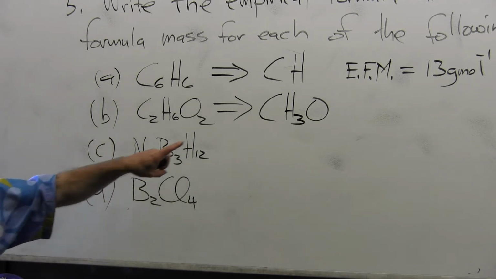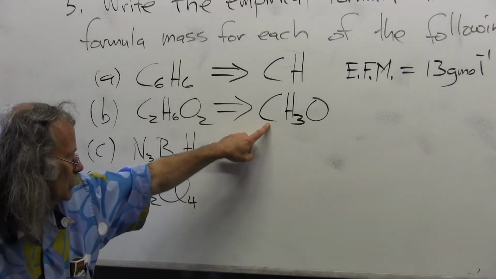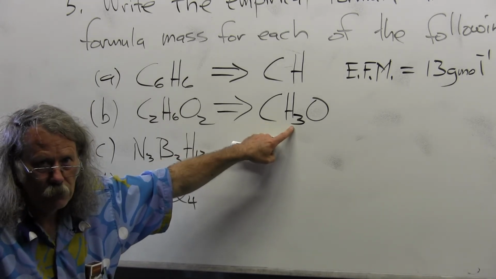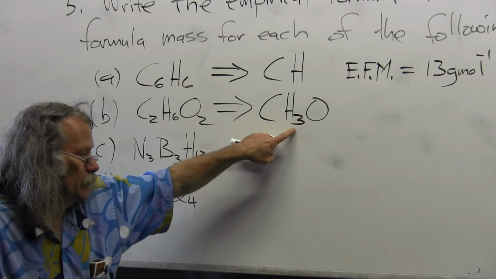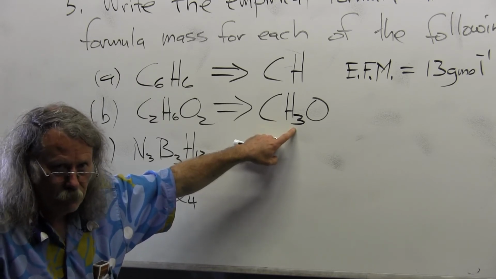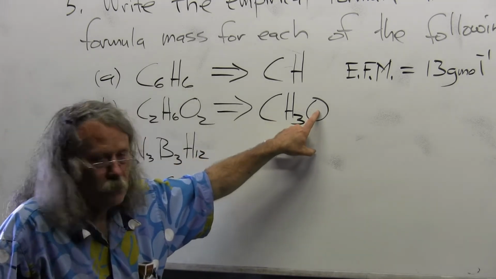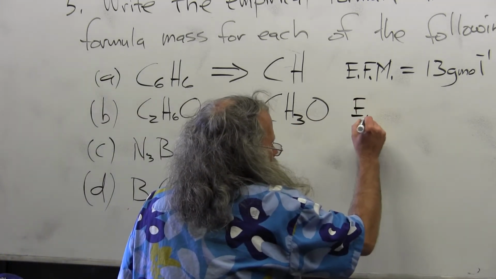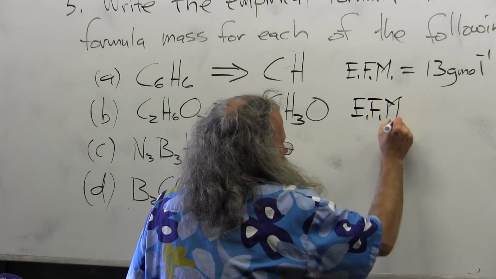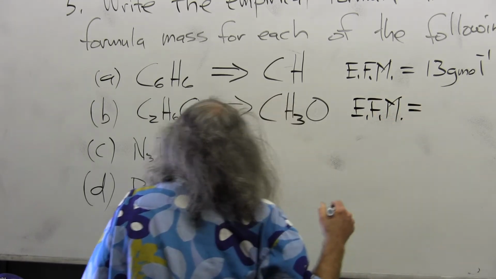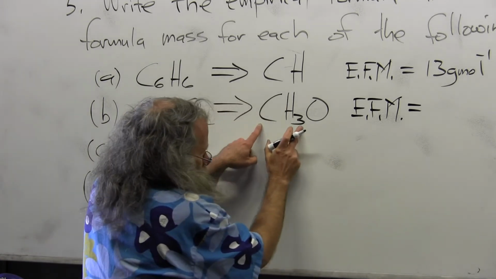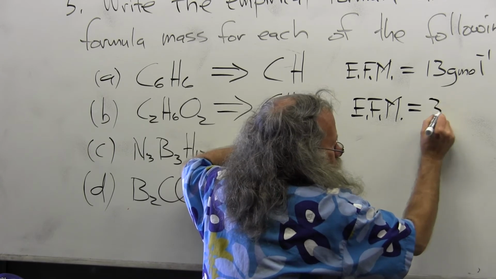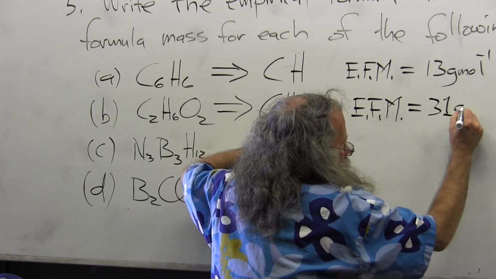And again, the empirical formula mass is going to have 12 times 1 plus 3 times 1, which is 12, 13, 14, 15, and 16. So 15 and 16, so empirical formula mass is going to be equal to 15 plus 16, which is 31 grams.